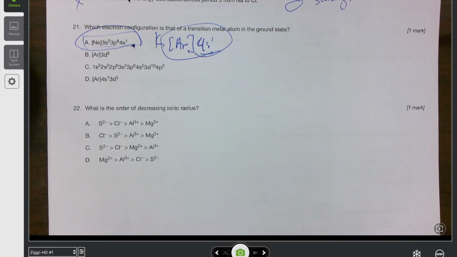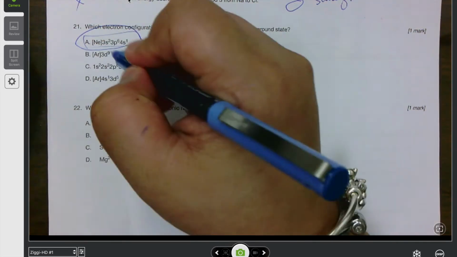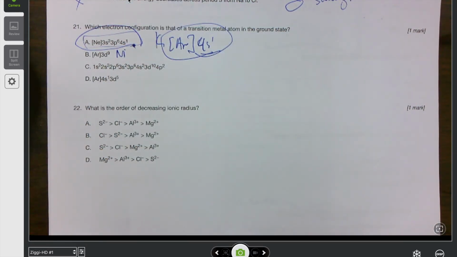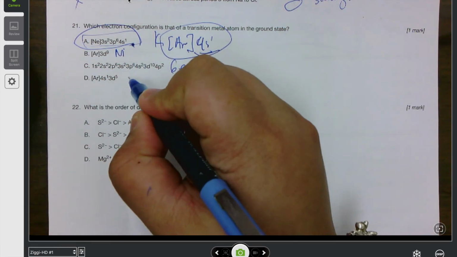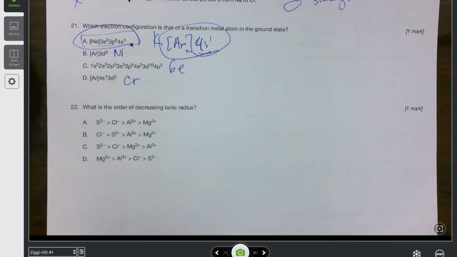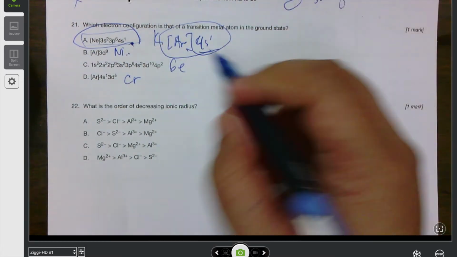3d9, what is that? What do you think? No, copper is 3d10 for us. So nickel, correct. Hold on, I'll just put nickel for now. How about C? It's uranium. Okay, how about D? 4s1, 3d5, chromium. Okay, so this is not nickel. The correct answer is D.